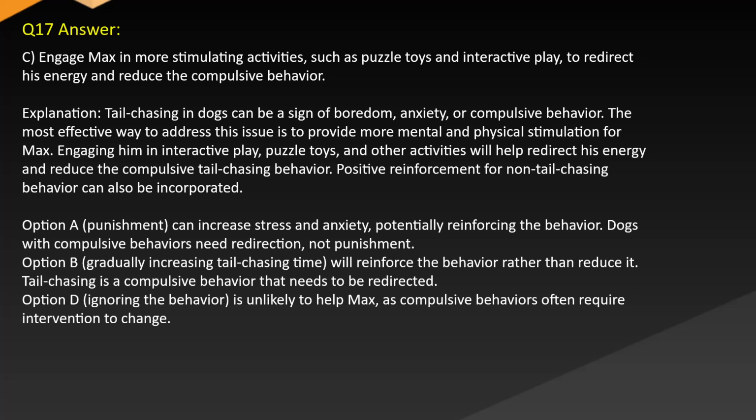Positive reinforcement for non-tail chasing behavior can also be incorporated. Option A, punishment, can increase stress and anxiety, potentially reinforcing the behavior. Dogs with compulsive behaviors need redirection, not punishment. Option B, gradually increasing tail chasing time, will reinforce the behavior rather than reduce it. Tail chasing is a compulsive behavior that needs to be redirected. Option D, ignoring the behavior, is unlikely to help Max, as compulsive behaviors often require intervention to change.